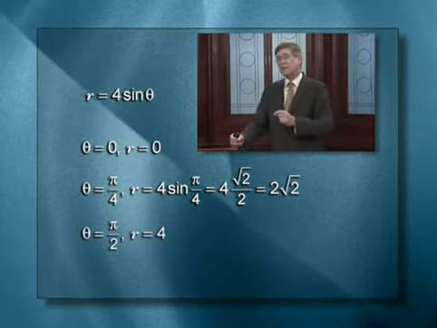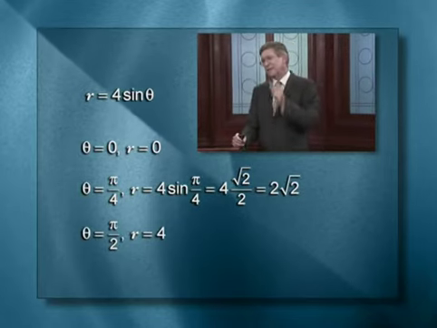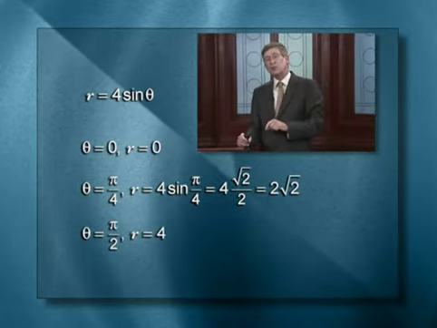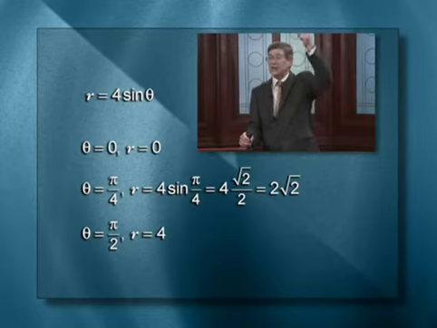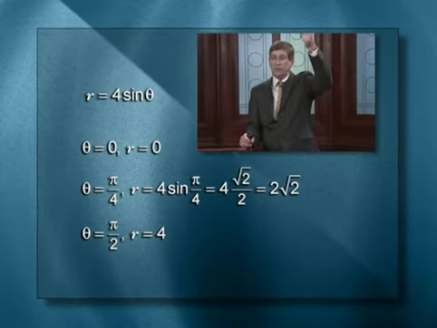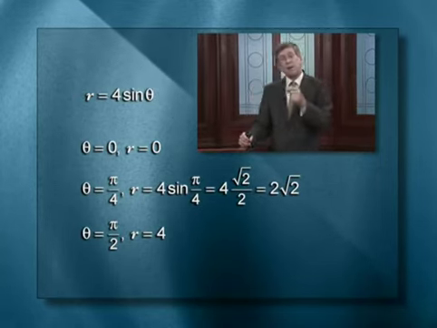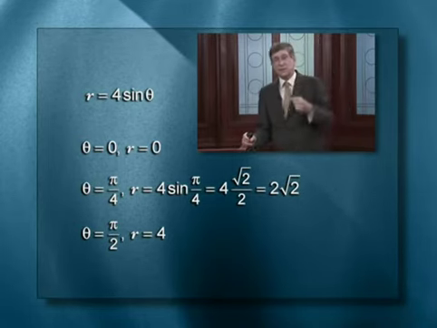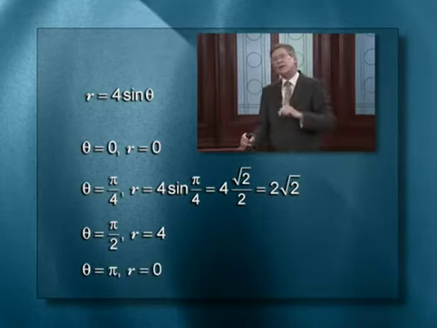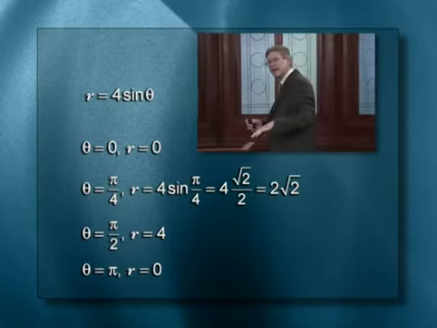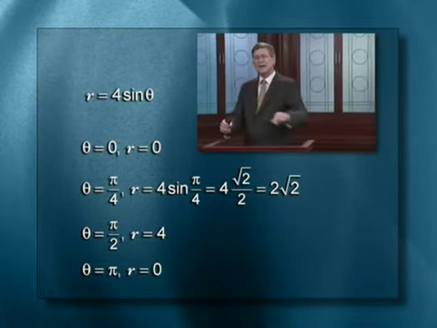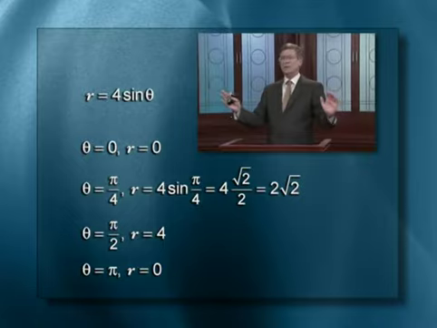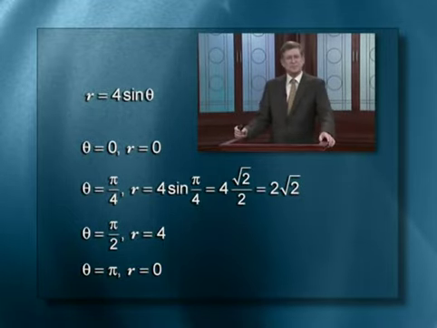All right, what happens when theta is pi over 2? Plug that in. Sine of pi over 2 is 1. Suddenly I'm up here at distance 4 from the origin. r is 4, and pi over 2 puts me on the y-axis. And now how about if theta is pi? Plug it in, sine of pi is 0. Whoa, I'm back at the origin again.